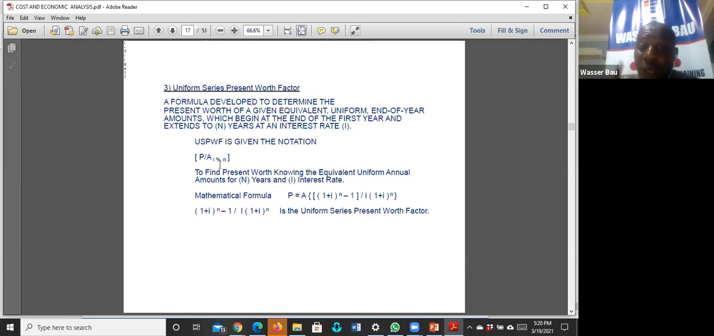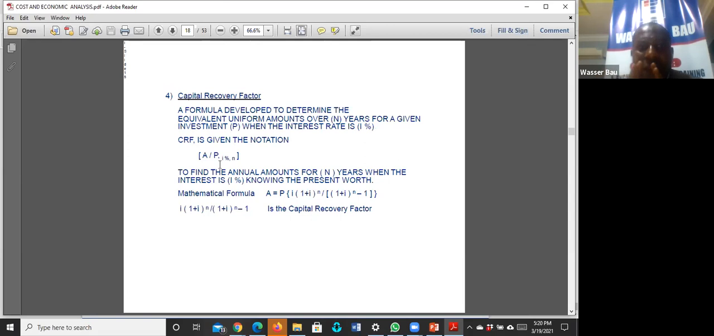That's what this means. The fourth one, there are five of them, and we'll start. The fourth one is called the capital recovery factor, and it is represented by this. I'm looking for the A. I am given the P at a certain I, at a certain N.